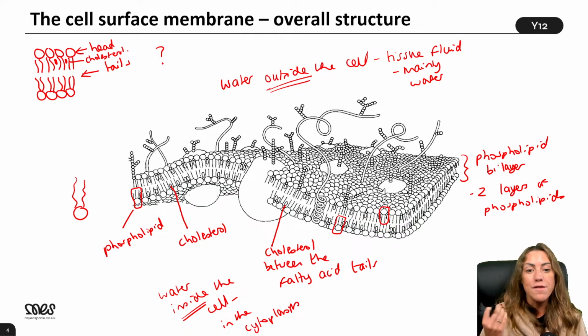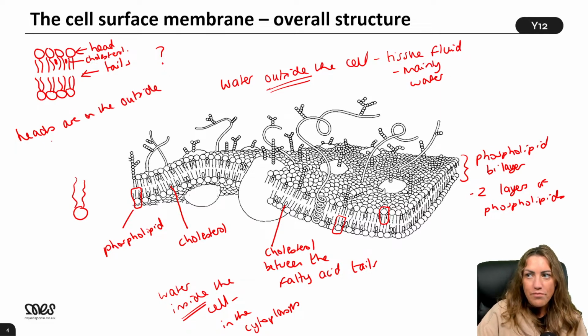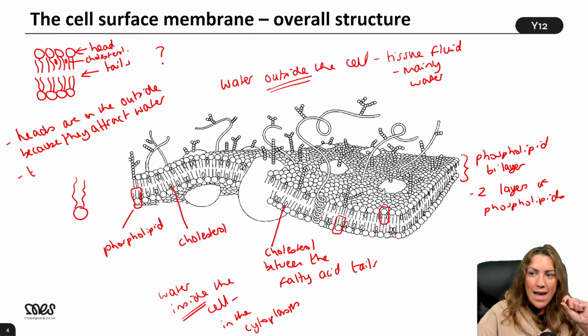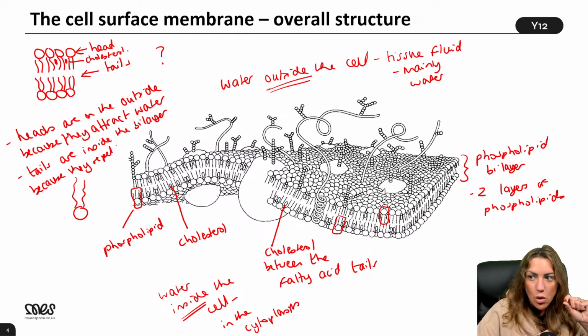So that's why they have to arrange themselves in this way, okay? So I'll do you a little written description. What we'd say is the heads are on the outside because they attract water. And there is water outside the cell and inside the cell. So the heads are on the outsides of the bilayer because they attract water, and the tails are inside the bilayer because they repel water. It's all to do with water.